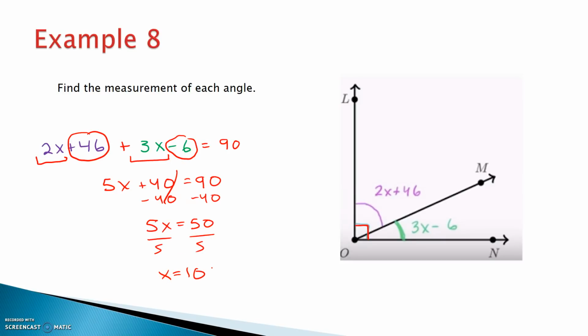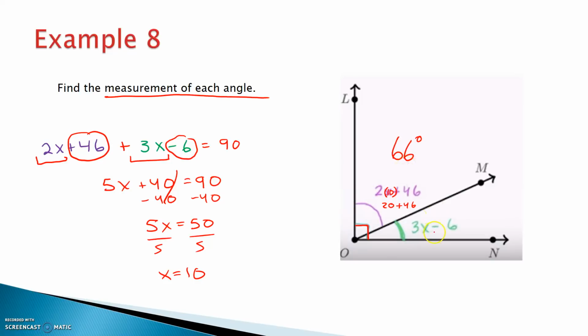No. Remember, always read the question. What's the question asking? Find the measurement of each angle. How much does it actually measure? Not the value of x. What do I have to do with this? I have to plug it back in. Plug it in for 10 there. So this is going to be 2 times 10 is 20. 20 plus 46 is 66 degrees. This opens up 66 degrees.